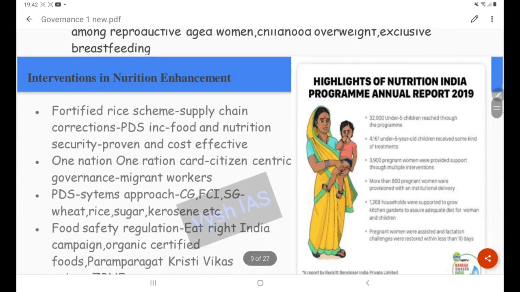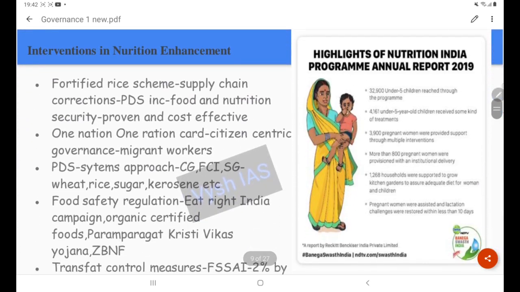Now let's move on to interventions in nutrition enhancement. What has the state done so far in enhancing this sector? Okay, first is the fortified rice scheme. See, here I'll be giving an approach, because you are learning about interventions, no?